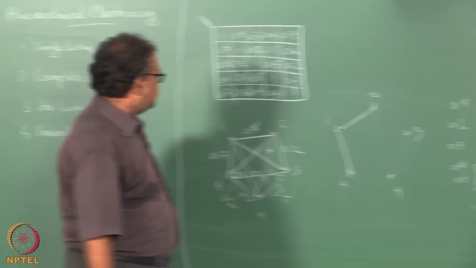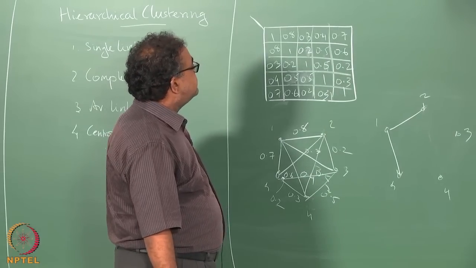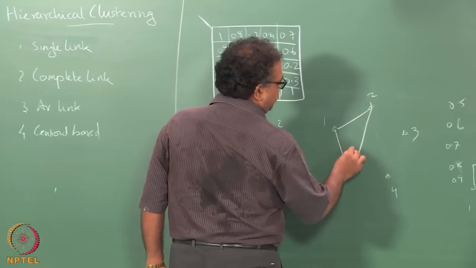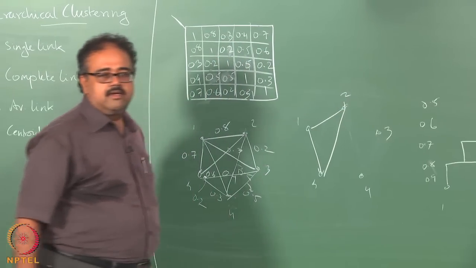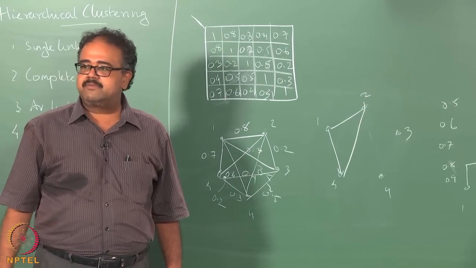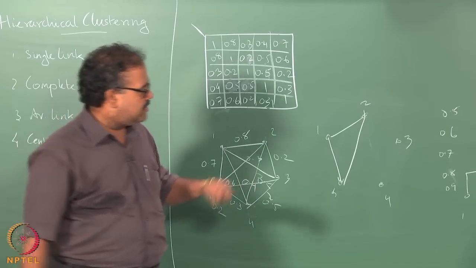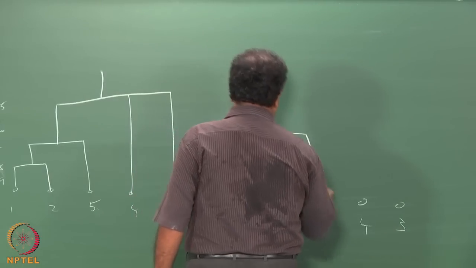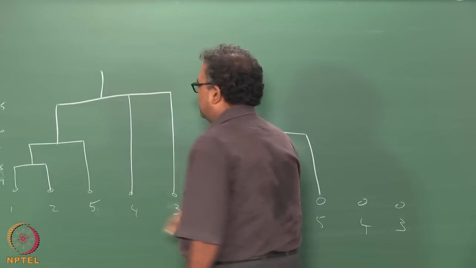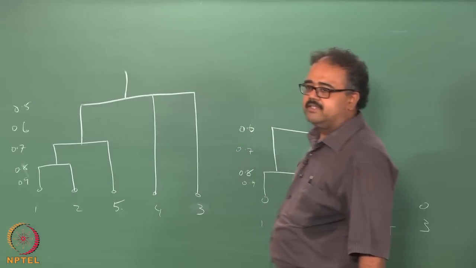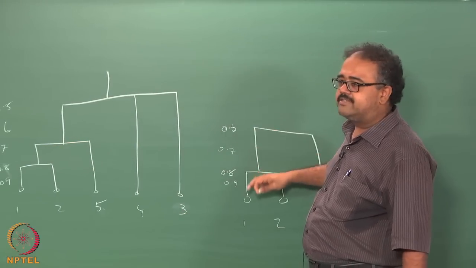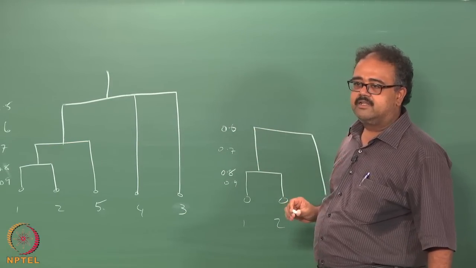Okay, next, I go to 0.6, which is 2, 5. Now what are the maximal cliques here? 1, 2, 5. So earlier at the 0.6 level nothing happened, this cluster got formed at the 0.7 level itself. Here you have to go down to 0.6 before the cluster gets formed, okay.